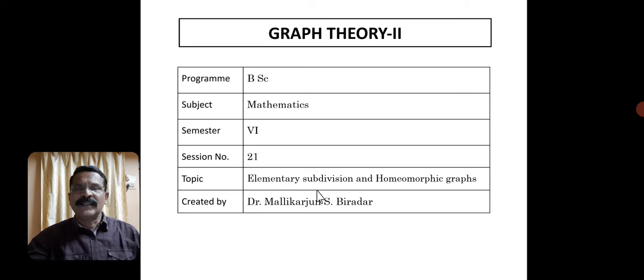I already said a graph is planar if it is possible to draw it on the plane without intersection of edges. Or you can say if it is embedded on the plane, then it is a planar graph. Once it is embedded, it is called a plane graph. So that definition we already know.